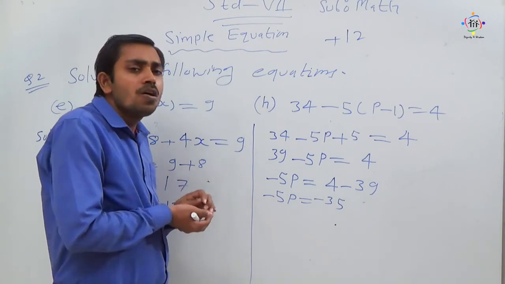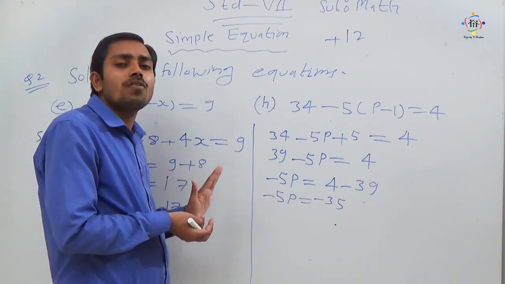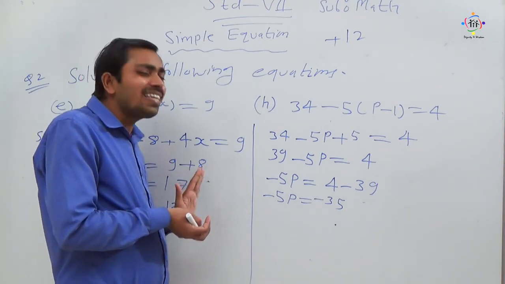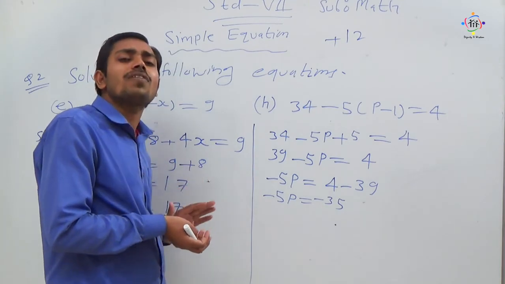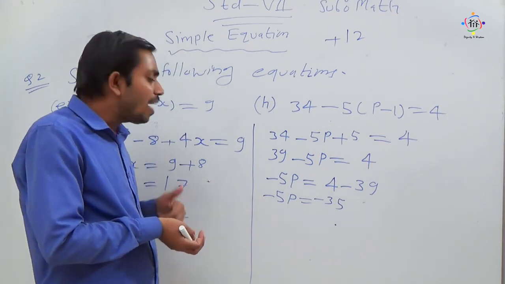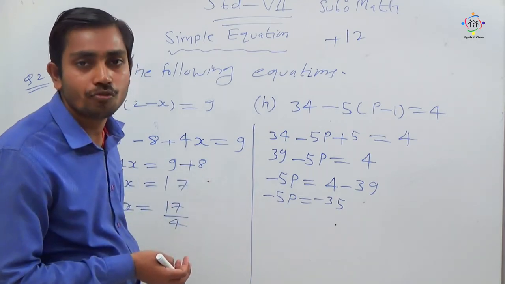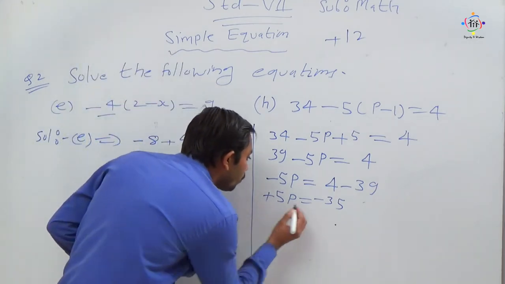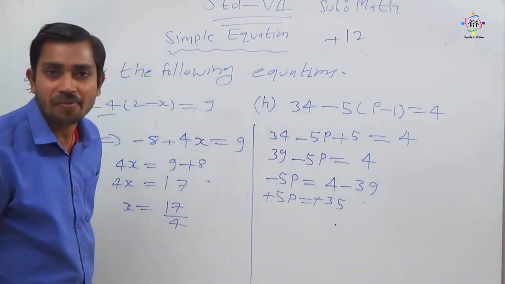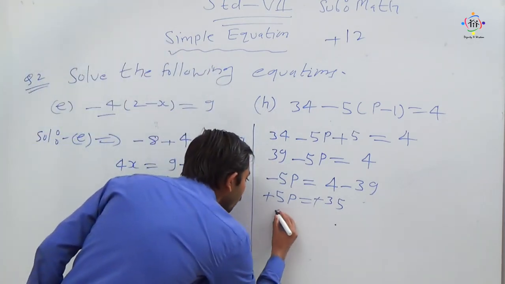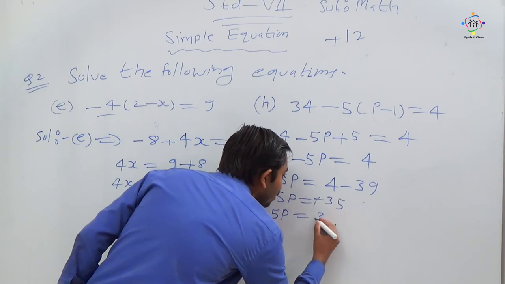If the same thing we do on both sides, the same manipulation with the same number, then it doesn't produce any effect on the actual sum. Only its physical appearance is going to be changed, my dear students. So here minus is going to be cancelled. So what do we have now? So 5p is equal to 35.